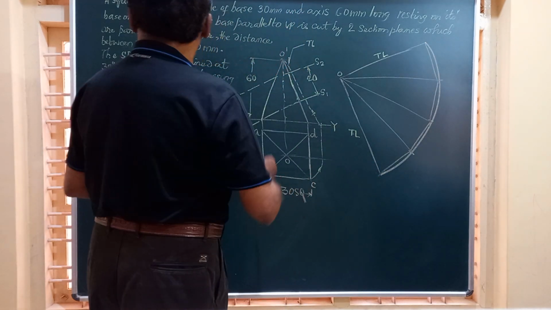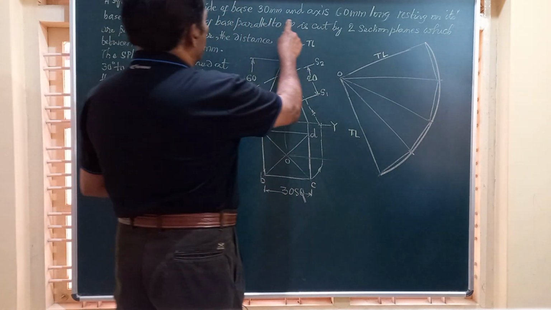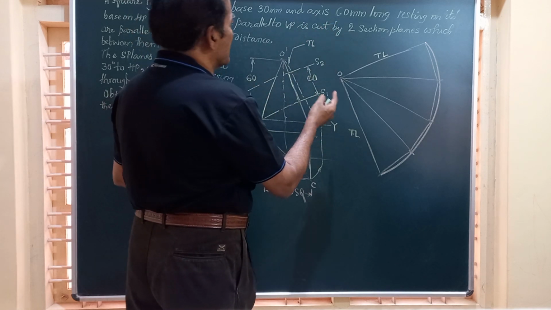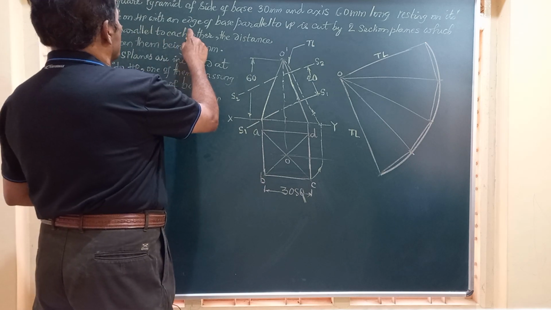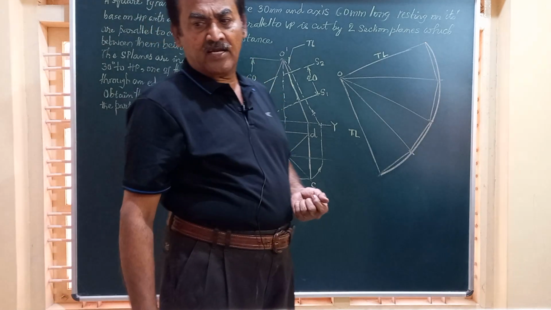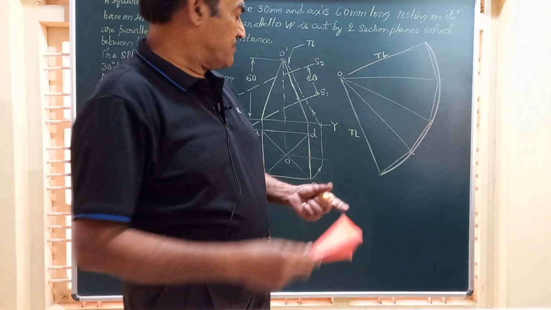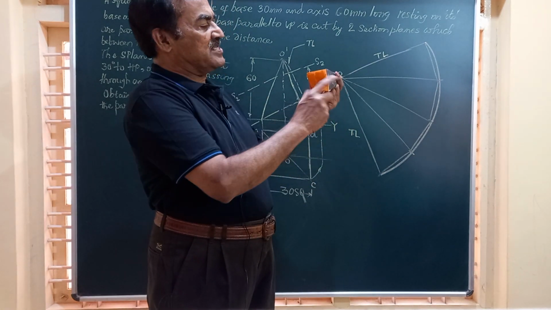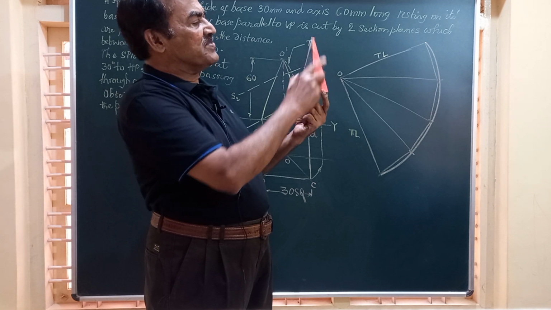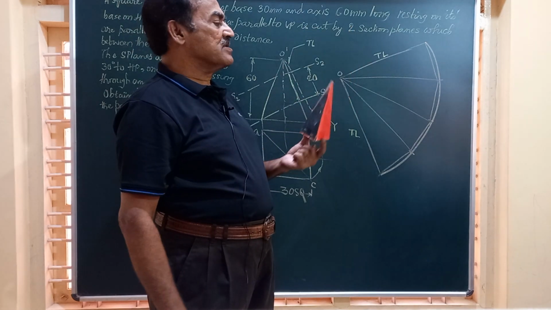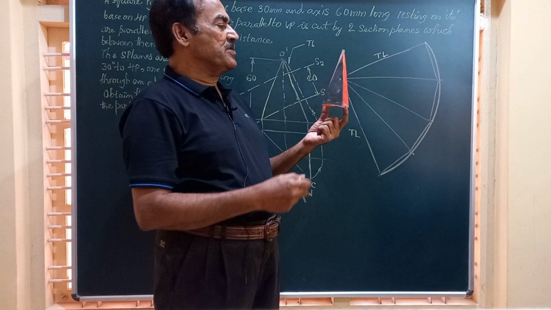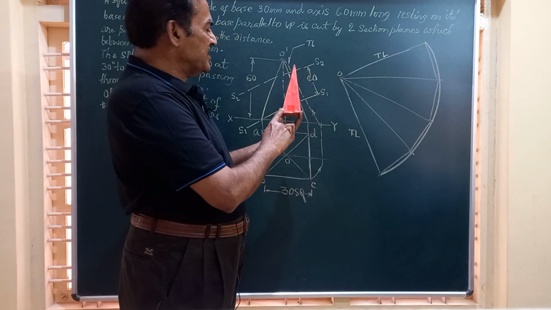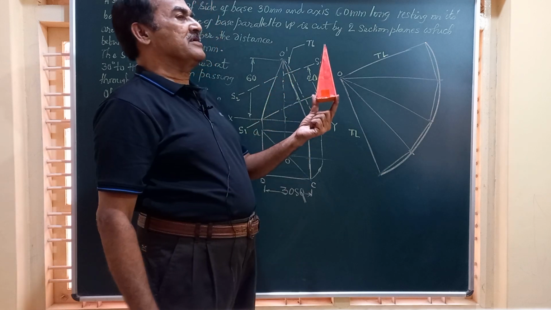The question reads like this. A square pyramid of side of base 30 and axis 60 millimeter long is resting on its base on HP with an edge of the base parallel to VP. Friends, it's a problem something like this. We have a square pyramid. The side of base is 30 and the height is equal to 60 millimeter, resting on HP on its base such that an edge of the base is parallel to VP.